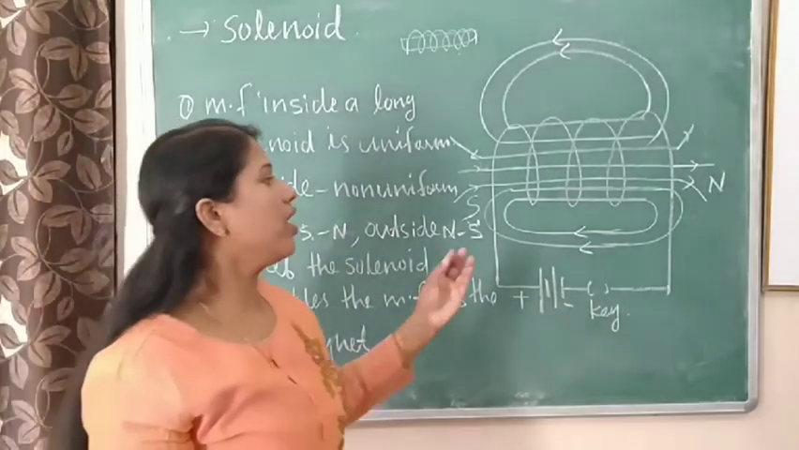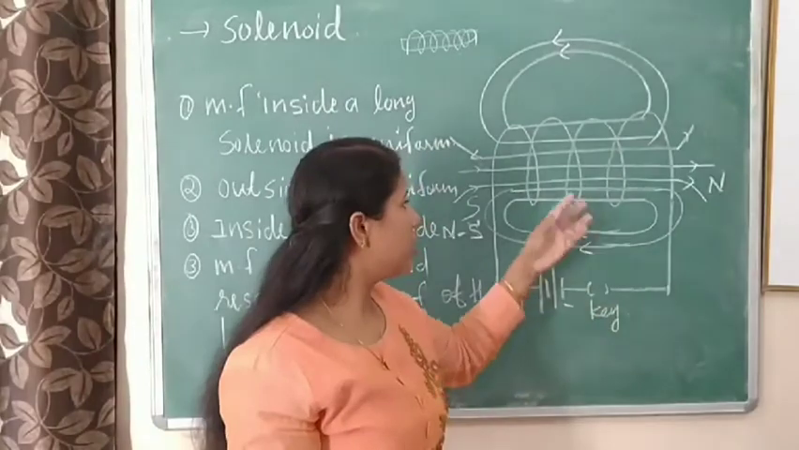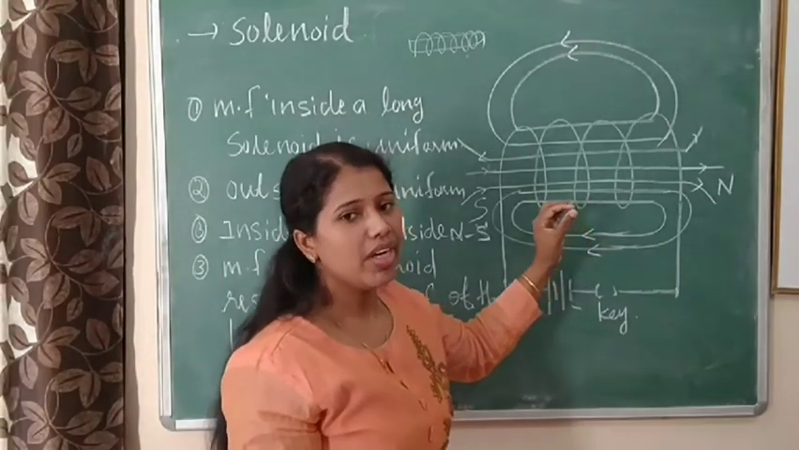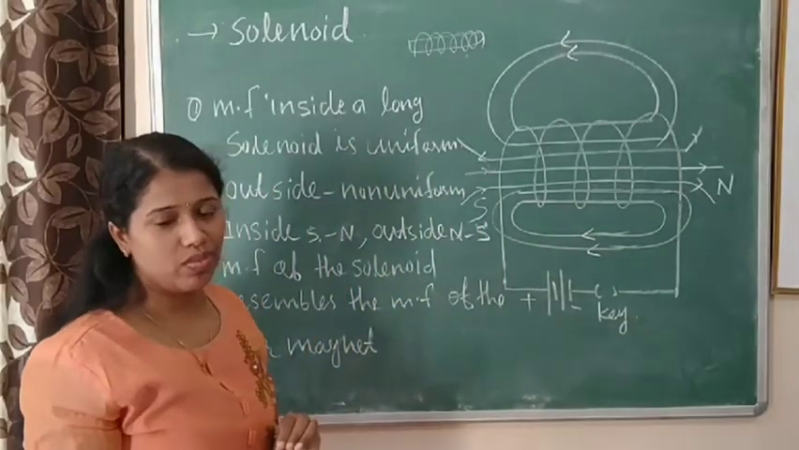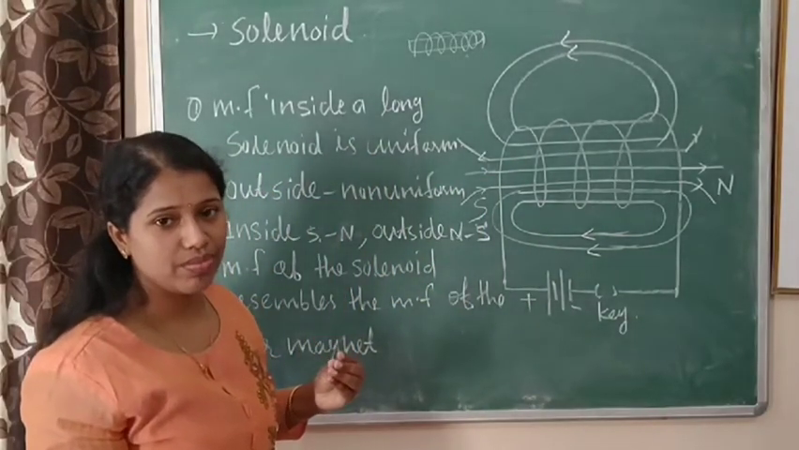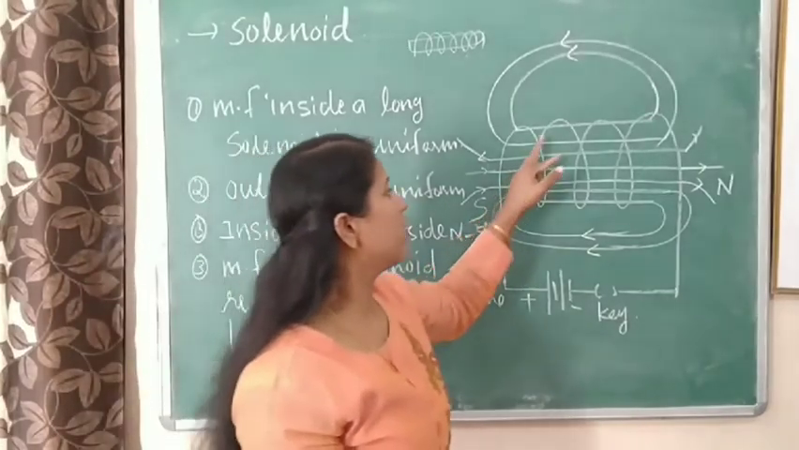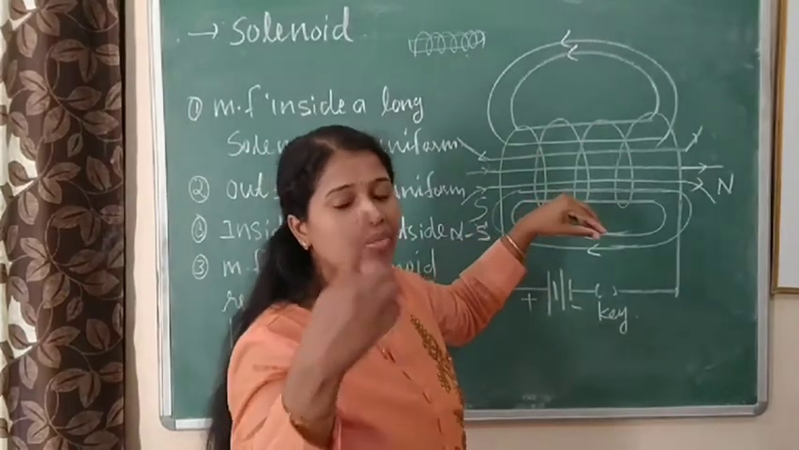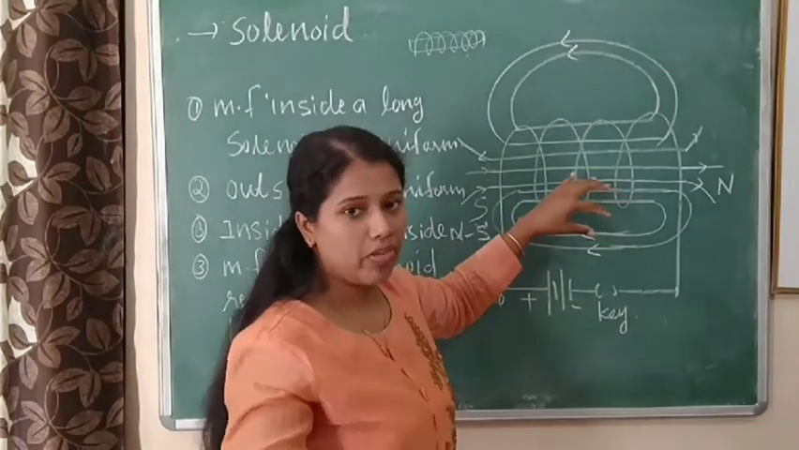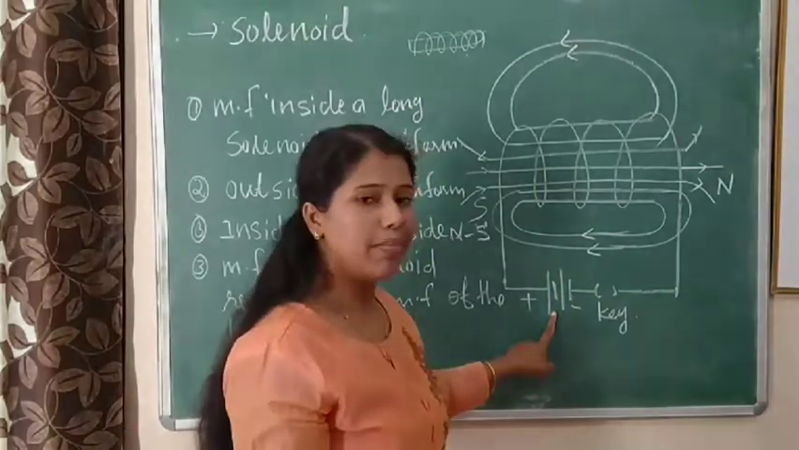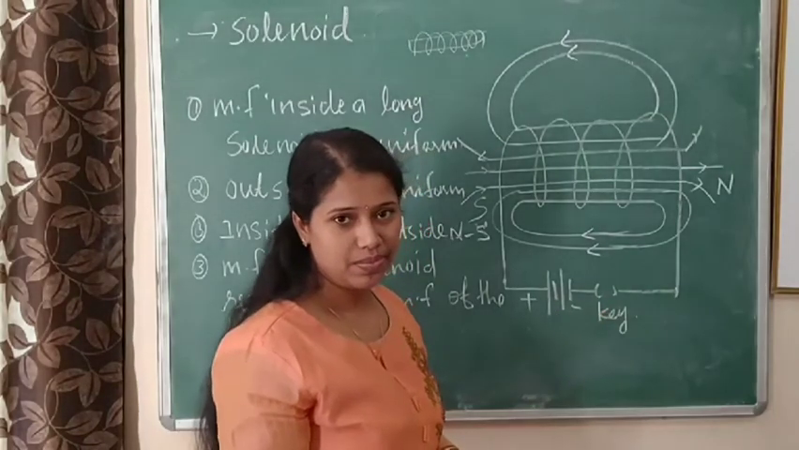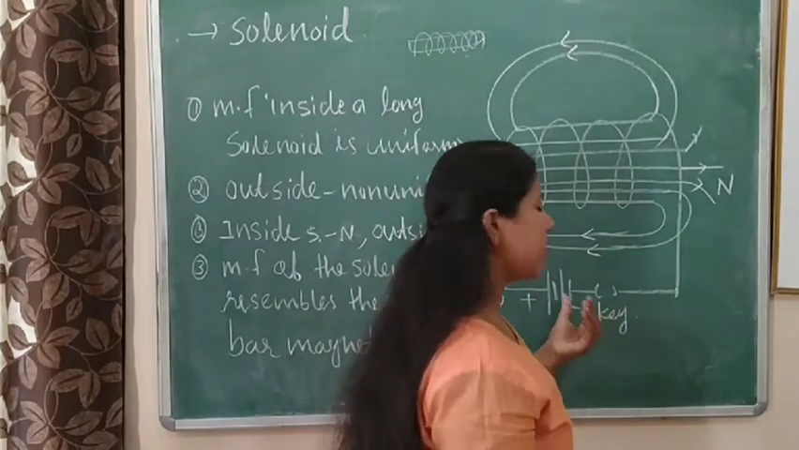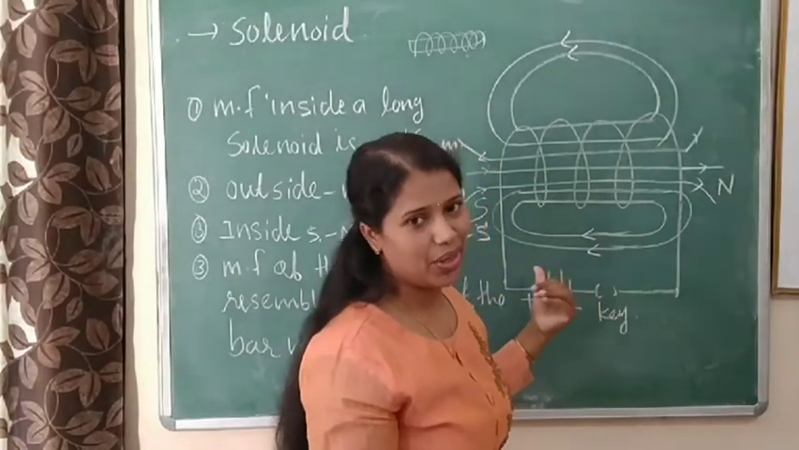Okay, I have drawn one solenoid diagram here. This is a type of solenoid. Then, what are the features of this solenoid? Actually, we are using one iron core. After that, we are wrapping copper wire around it. This is connected with the battery and key. Then, when the key is closed, current passes through this circuit.